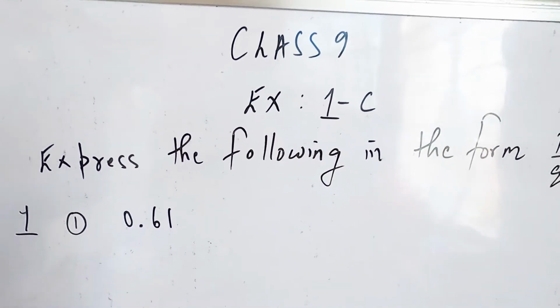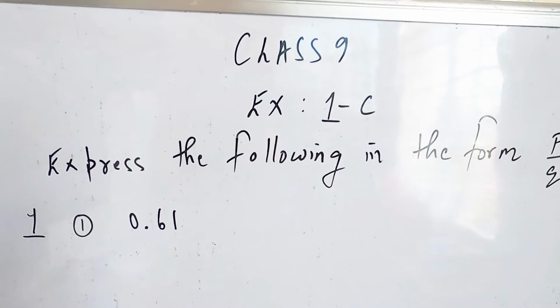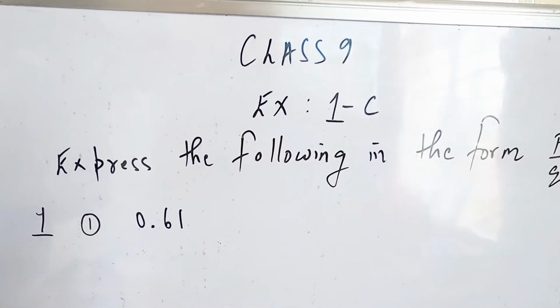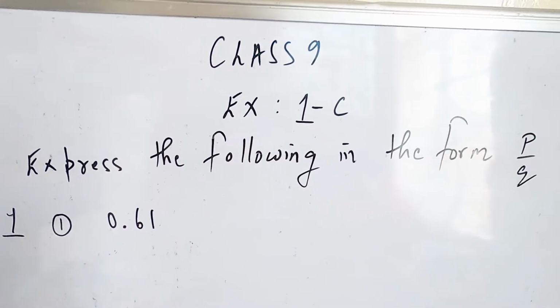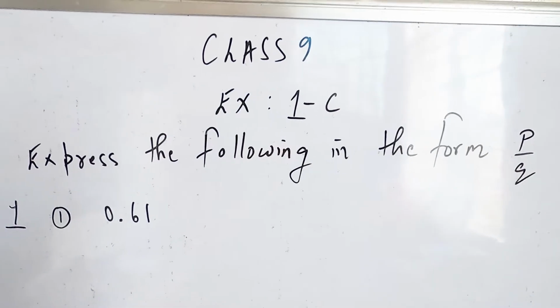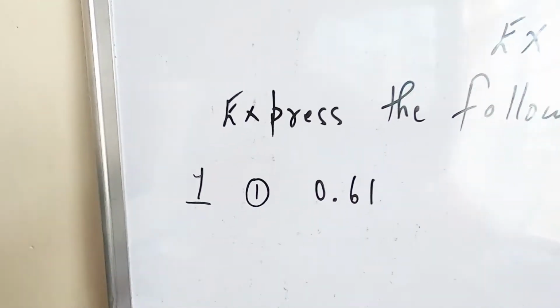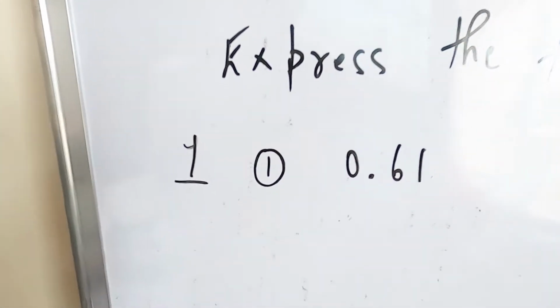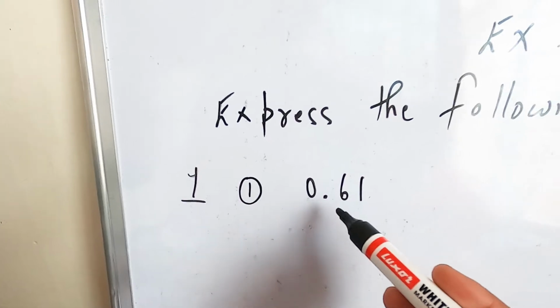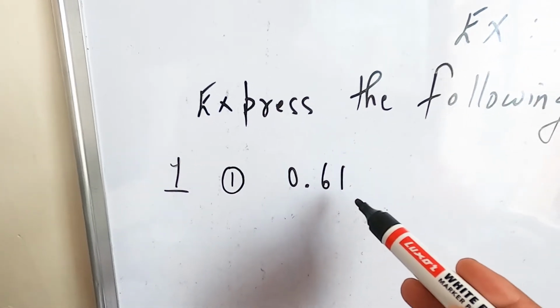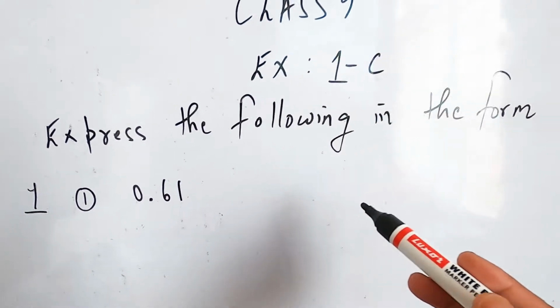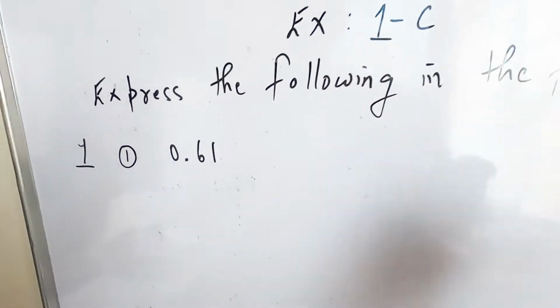Alright, good morning students. Today we will be starting with exercise 1C. Express the following in the form P by Q. P by Q is a rational number. In this case we have question number 1: 0.61, it is a decimal number. We have to express it in the form P by Q.